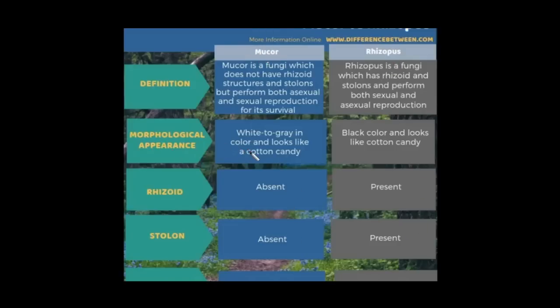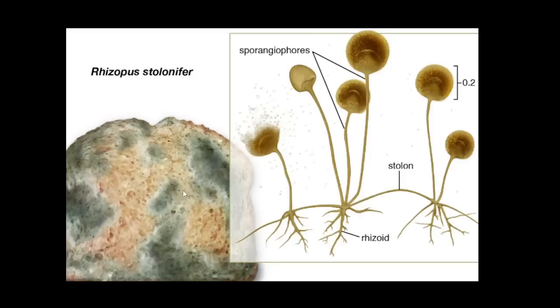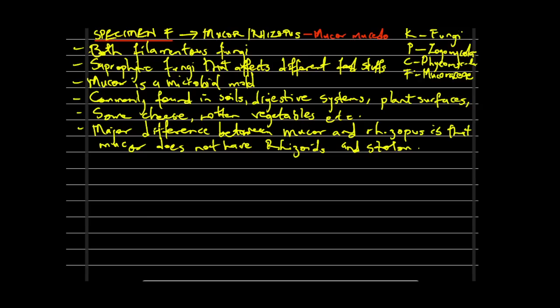The morphological appearance for Mucor appears white to gray in color and looks like cotton candy. But for Rhizopus, it has black color and looks like cotton candy as well. And then the features of the sporangiophore: for Mucor it is branched, but for Rhizopus it is unbranched. So that is how it appears. Are we together? This is mold, you can see it has patches of discoloration. So that is what the mold is about for Mucor and Rhizopus.